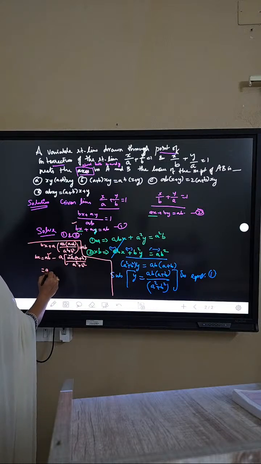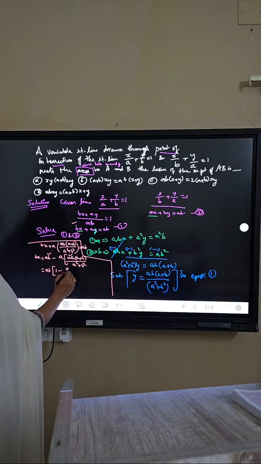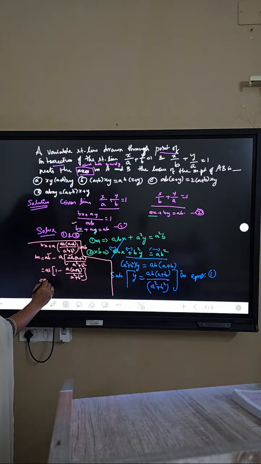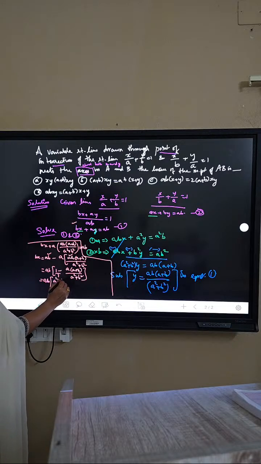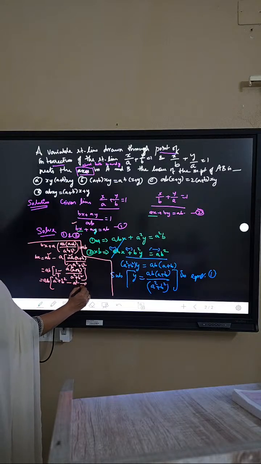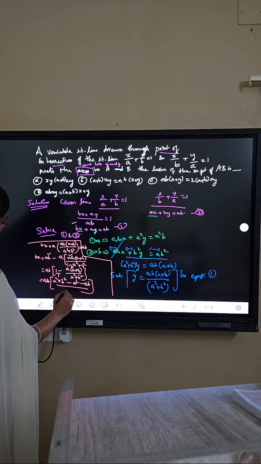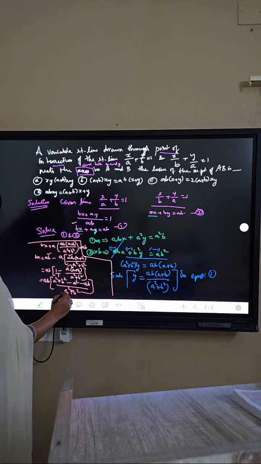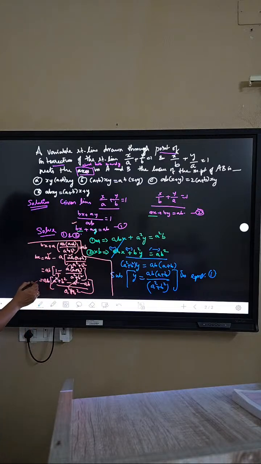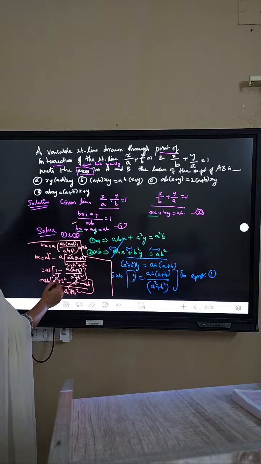You can take the common terms outside. So 1 minus a into (a plus b) by (a square plus b square). Then simplify this. If you are taking LCM, here it will be a square plus b square minus, multiply with this, minus a square minus ab, divided by a square plus b square. So a square minus a square gets cancelled, so you will be having ab into (b square minus ab) by (a square plus b square).